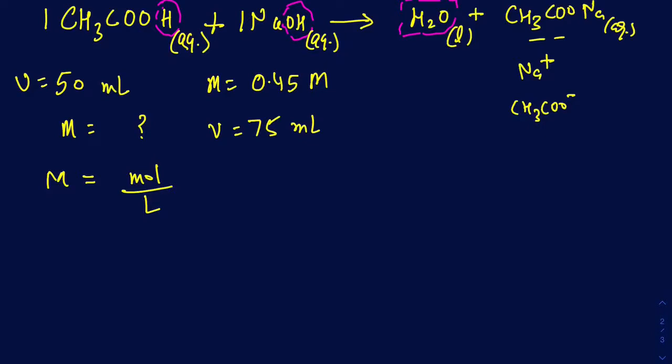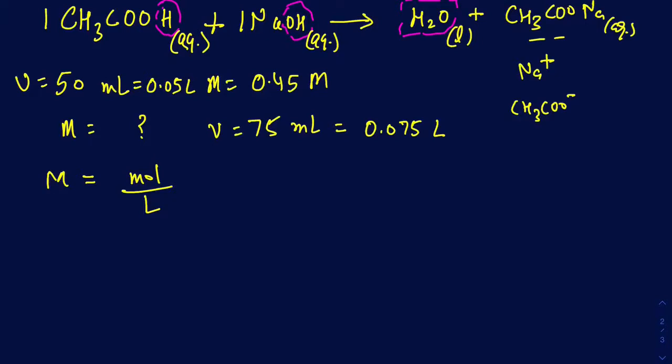So this 75 milliliters, quickly, how much is that going to be in liters? At this point, you want to be able to quickly do these calculations to go from milliliters to liters. You divide it by 1,000, so it's going to be 0.075 liters. You want to do the same thing for the 50 milliliters, so you divide it by 1,000, so it's going to be 0.05 liters for the volume of acetic acid.